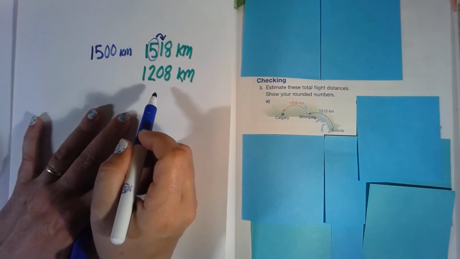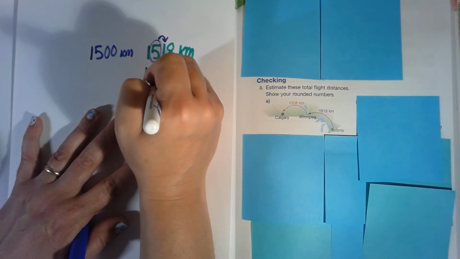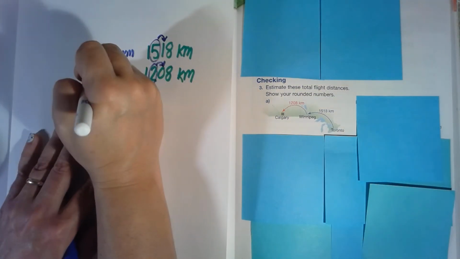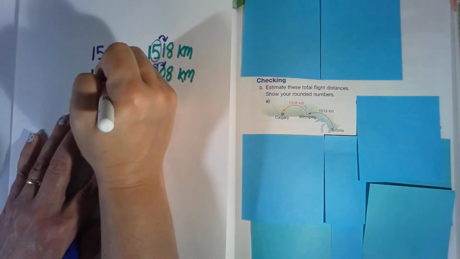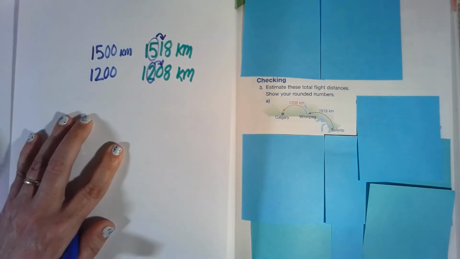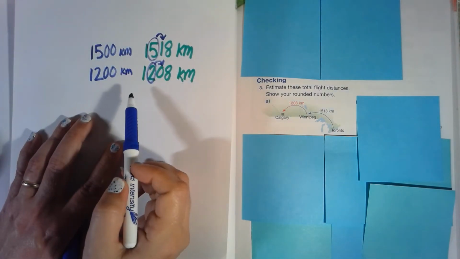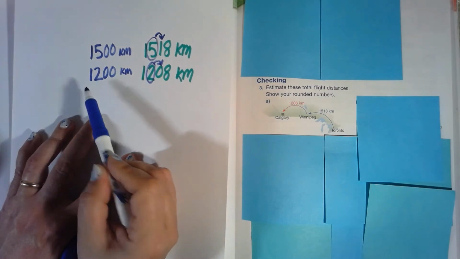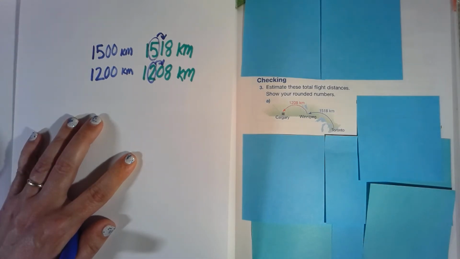If I want to go from Winnipeg to Calgary, I find my hundreds position, it's the 2. I look to the right, it's a 0. So I know my 2 has to stay the same. And then the two numbers on the right, I put zeros. So I know that my trip from Winnipeg to Calgary is going to be approximately, or I'm going to estimate it by rounding to 1,200 kilometers.